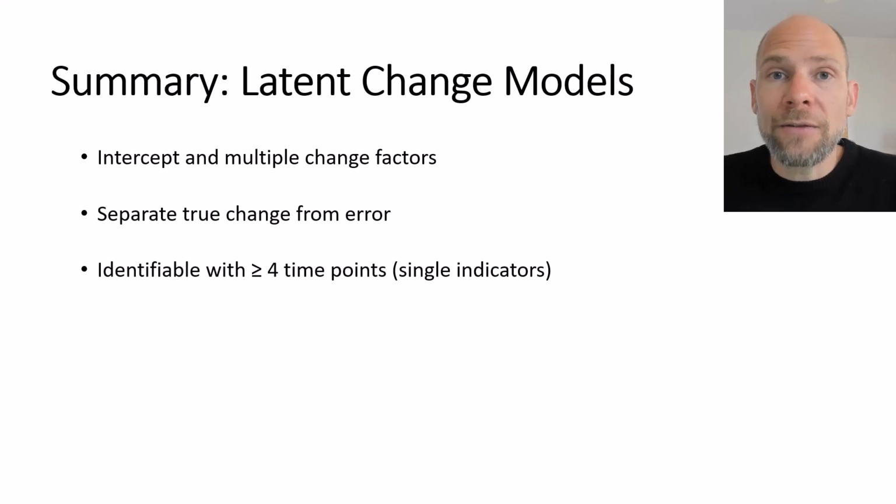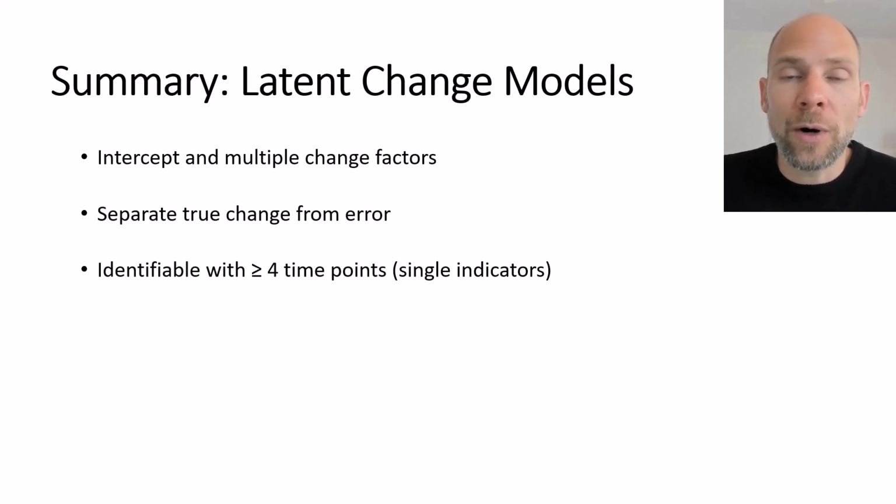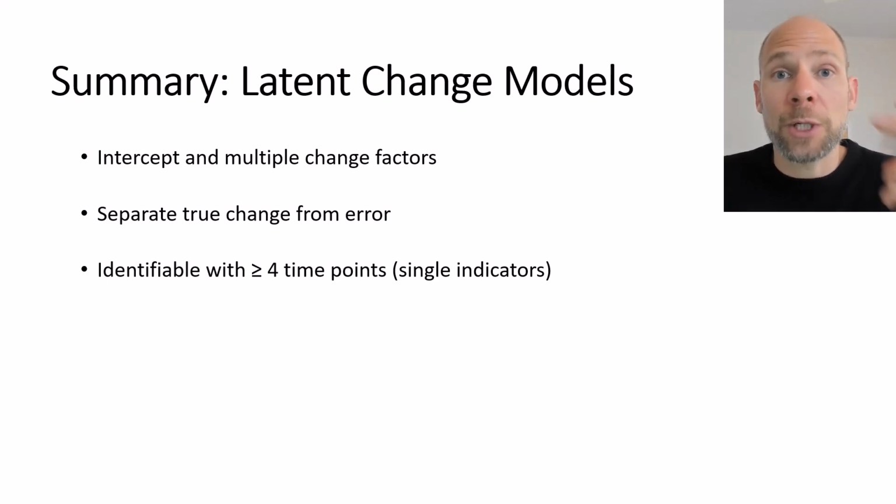In terms of identification for a single indicator latent change score model, we need at least 4 time points for this model to be identifiable. This is different when you have multiple indicators. So when you have more than one test score variable that is repeatedly measured, then you can apply latent change score models already with just 2 time points.